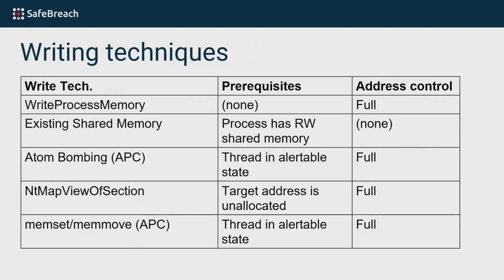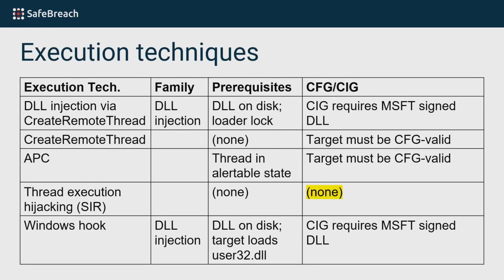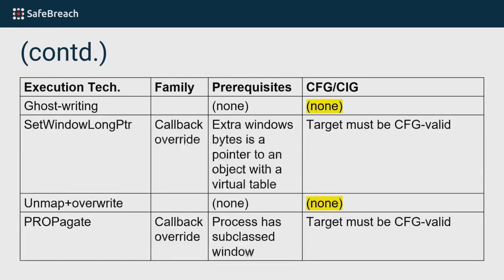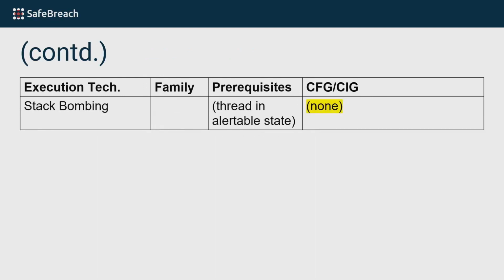And to summarize, we've seen several writing techniques, actually 5 of them, and these are their properties. We've seen over 20 execution techniques, but only 4 of them are CFG agnostic: the thread execution hijacking, suspend, inject, resume, ghostwriting, unmap and override, and our own stack bombing.